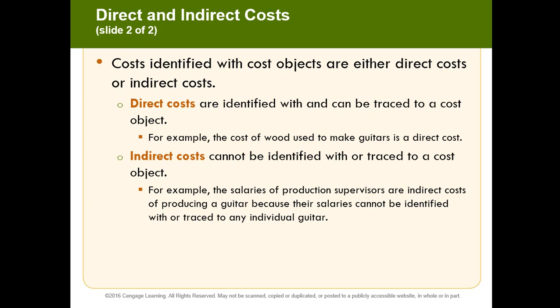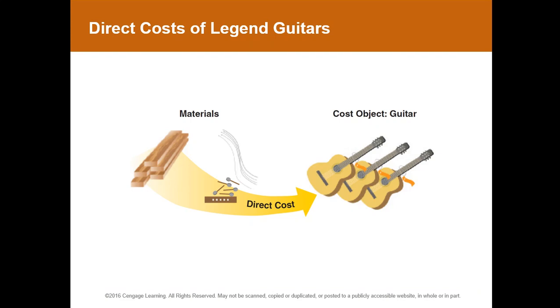So here's a visual, there's our guitar there. Direct costs that we know are going directly into that thing. There's our wood, there's our strings, there's all of our other little pieces, and all of those pieces we know exactly how many are going into each guitar. And I know exactly the cost of each of those things.